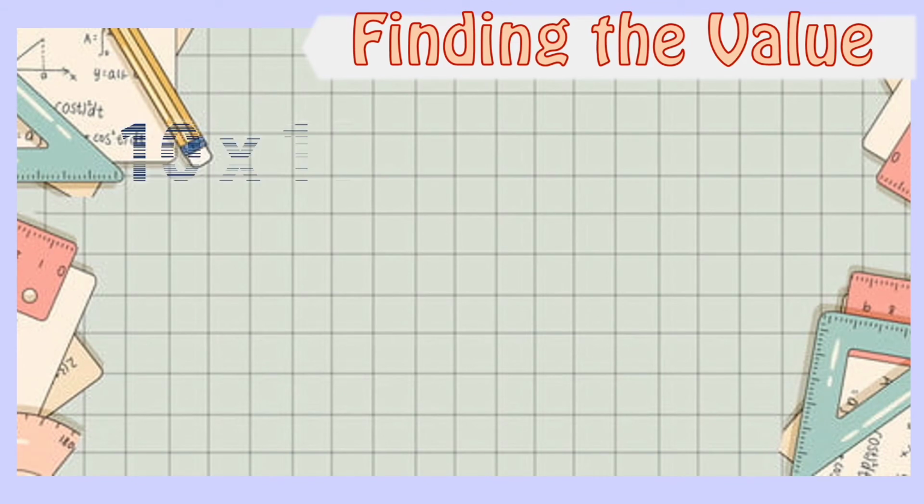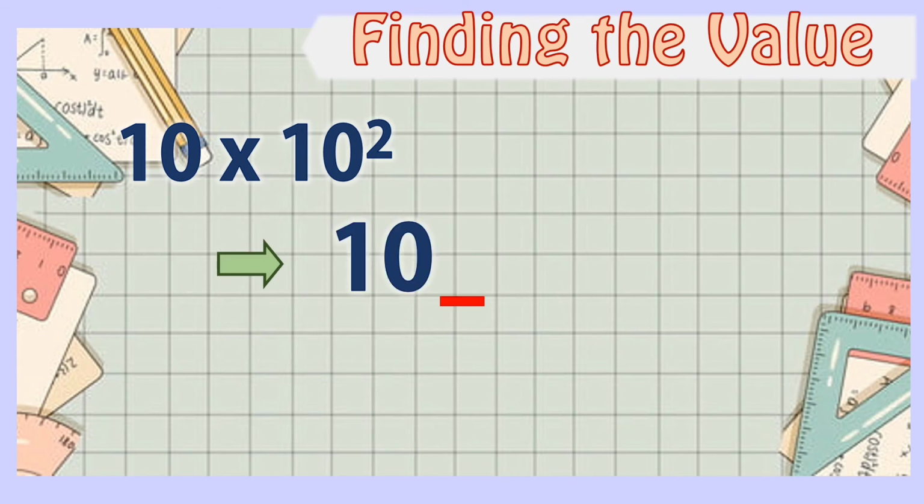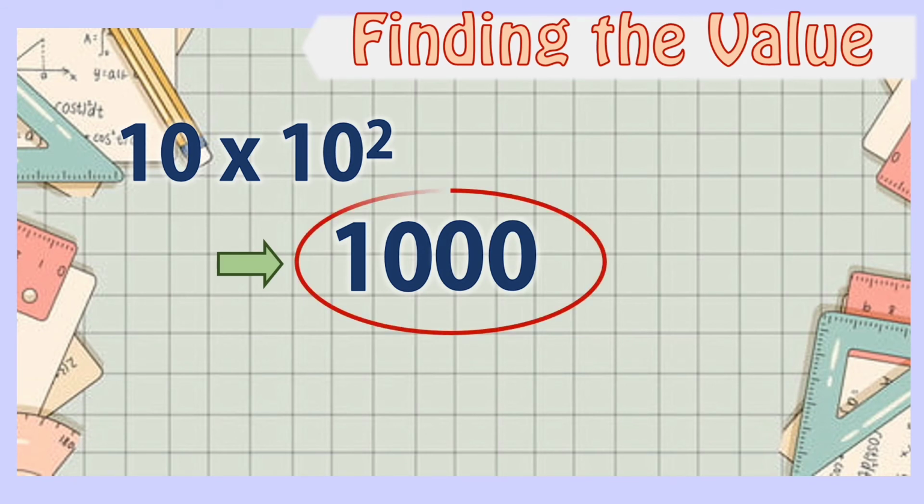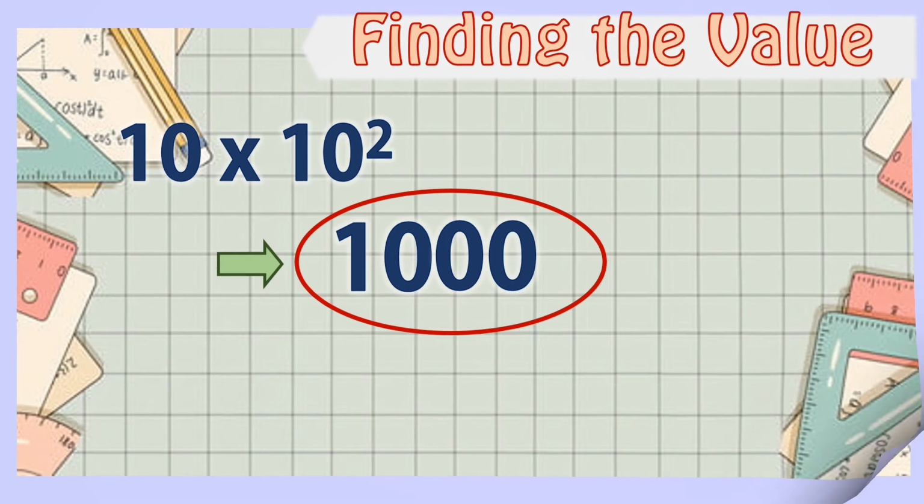Another example, we have 10 times 10 squared. So again, write 10, then next to 10, write zeros that correspond to the exponent of 10. So the answer is 1,000.